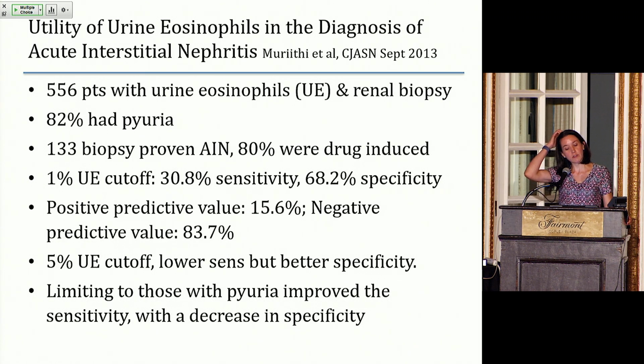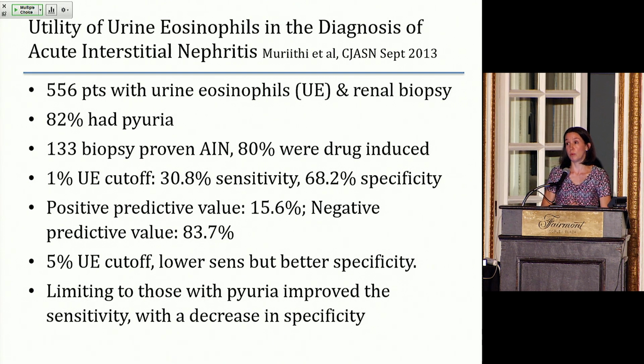So in this study, they looked at 556 patients who had a kidney biopsy and urine eosinophils sent. And of those, 82% of them had pyuria. 133 of the biopsies showed interstitial nephritis, and of those, 80% were drug-induced. So this was a good population with a lot of data in it. If they used a 1% urine EOS cutoff as diagnostic for AIN, it had a 30.8% sensitivity and a 68% specificity, with a positive predictive value of 15% and a negative predictive value of 84%.